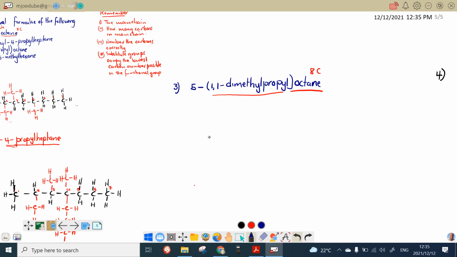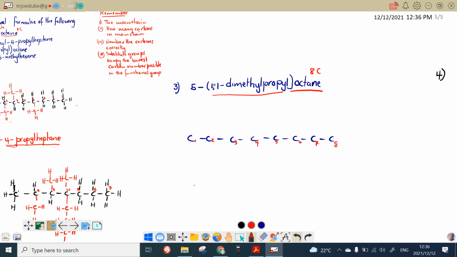So 8 carbons: 1, 2, 3, 4, 5, 6, 7, 8. Now on carbon number 5, that's what you need to understand. You count carbon number 5. So let's number the carbons: 1, 2, 3, 4, 5, and that's 6, 7, and 8.